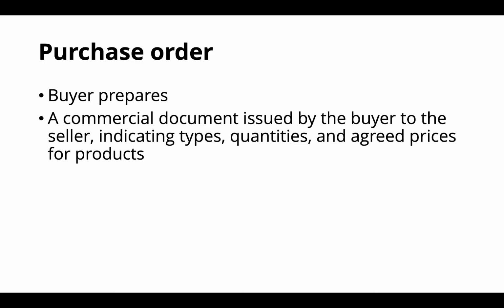The second form we're going to look at is the purchase order. And if you've worked in retail, you are probably familiar with the purpose of a purchase order. It's a document that's going to be prepared by the buyer. The purchase order, sometimes we call it a PO, is a commercial document issued by the buyer to the seller, again indicating types, quantities, and agreed prices for products or services which the seller will provide to the buyer.